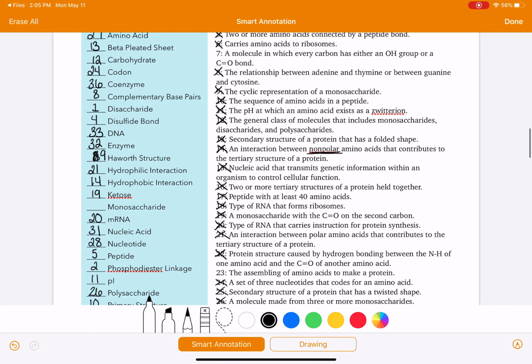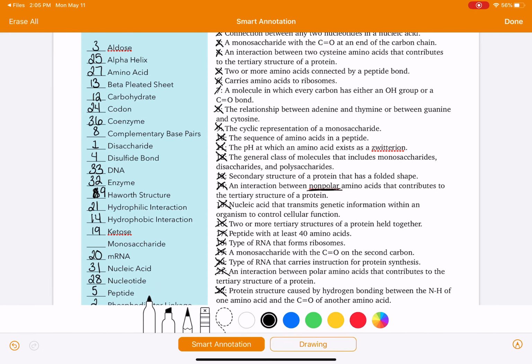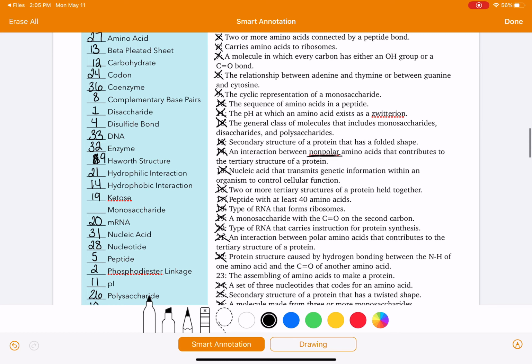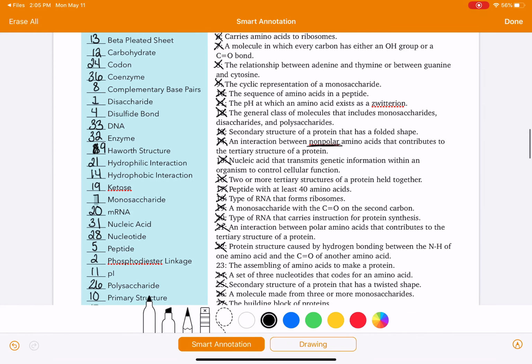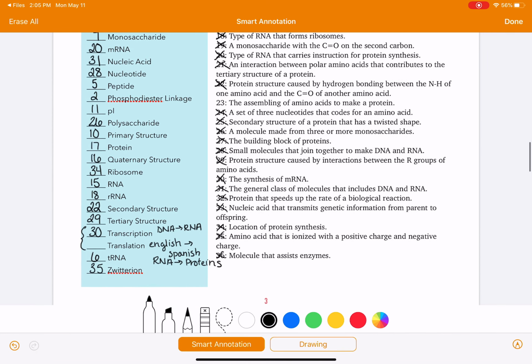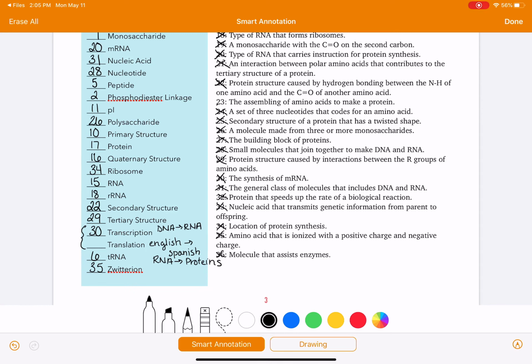36. So what did we leave out? The molecule that I originally classified as carbohydrate is a monosaccharide. And then the assembling of amino acids to make a protein, that's where we're converting RNA into the proteins.